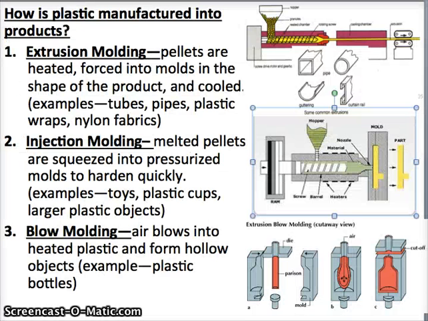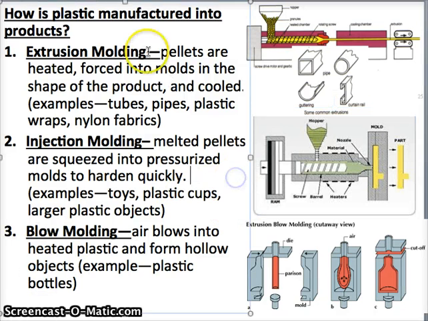Okay, now finally we are going to start talking about how these plastics are manufactured into different products. So you know that there are so many different forms of plastic, and so many different shapes and products made from plastic. So now let's investigate, how does that actually work? So there are usually 3 different processes that we use. The first one is called extrusion molding.